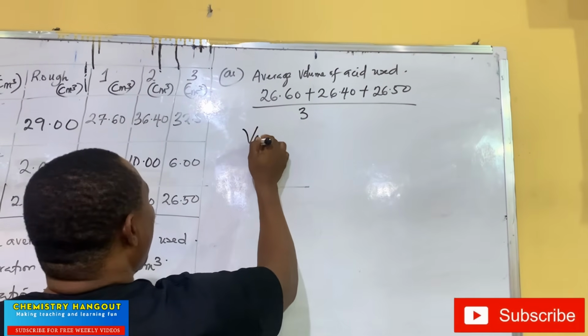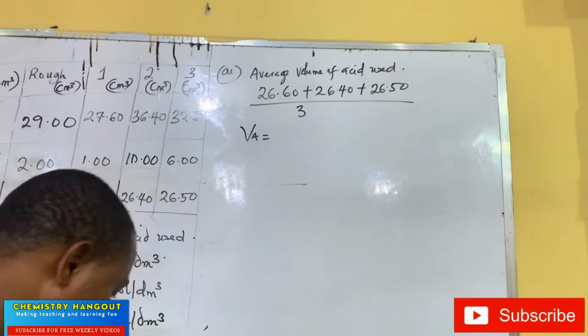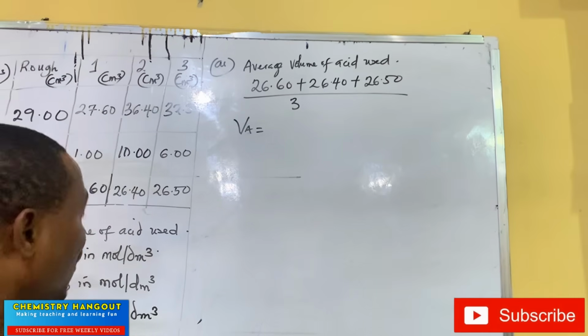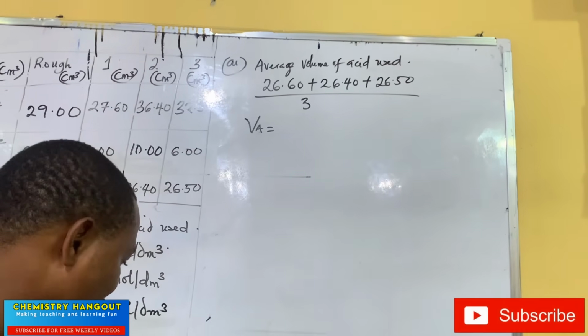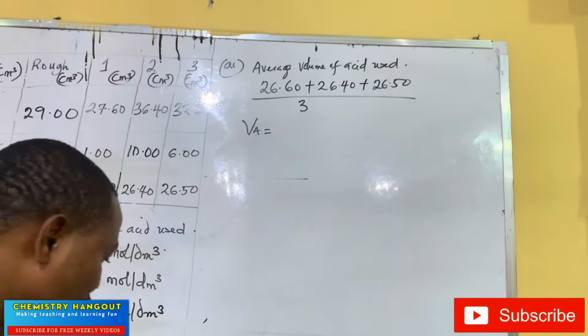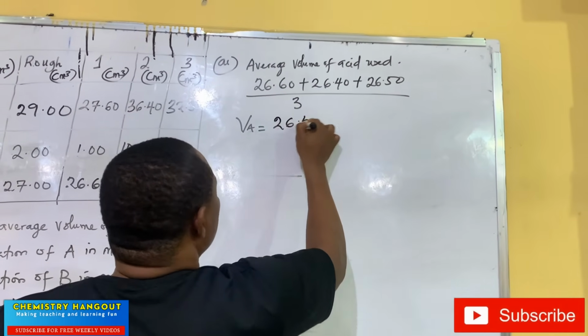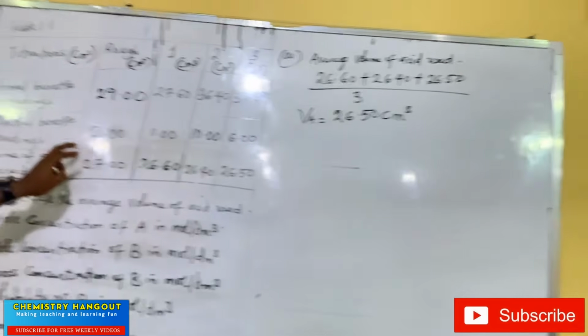So my VA will be, let me use my calculator again, 26.60 plus 26.40 plus 26.50 divided by 3. So that's giving us 26.50. 26.50, the unit is centimeter cube. Now come to the table again.